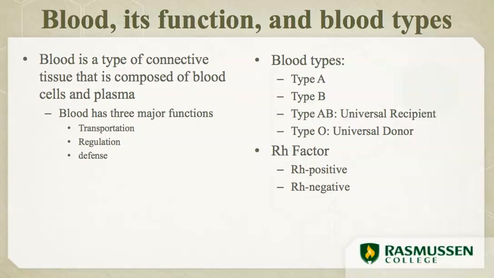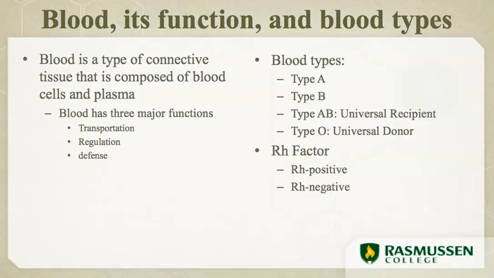Regulation, so the blood helps to regulate body temperature by absorbing heat. Blood also helps to regulate the pH balance of the body. And defense. Leukocytes defend the body against pathogens such as bacteria or viruses.